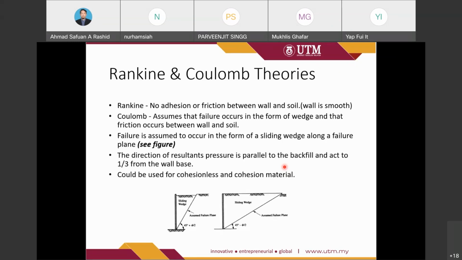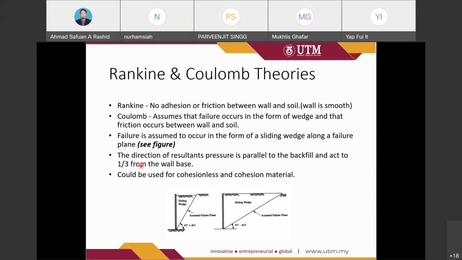So for the Rankine Coulomb theory, the assumption has been made here: no addition of friction between wall and soil, and it is assumed that the wall is smooth, for the Rankine. And for the Coulomb, there is a friction occurring between wall and soil. Both the Rankine and Coulomb assume that failure occurs in the form of a wedge. So failure is assumed to occur in the form of a sliding wedge along the failure plane.